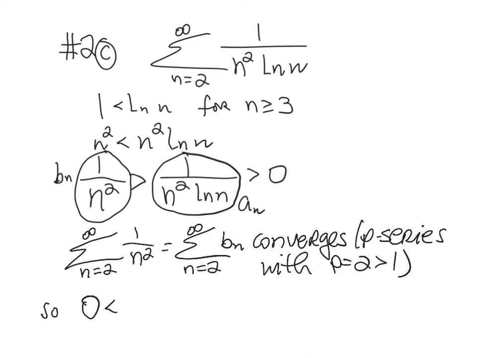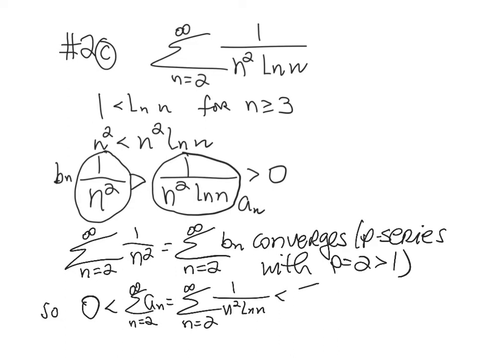The a sub n sequence terms are smaller than b sub n, therefore by comparison test, the a sub n series, here's the inequality that we have. The a sub n series is positive. It's 1 over n squared ln of n. It's smaller than the converging series 1 over n squared, which is the b sub n series. You don't have to write all this out, but this takes it step by step back to what the comparison test is.